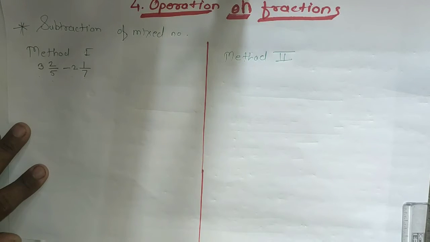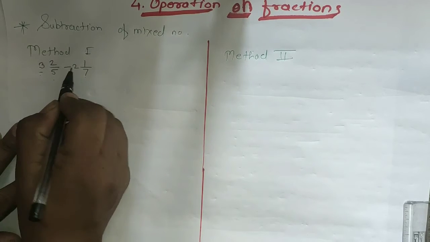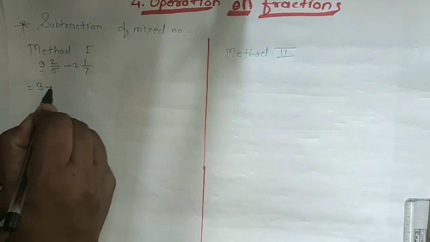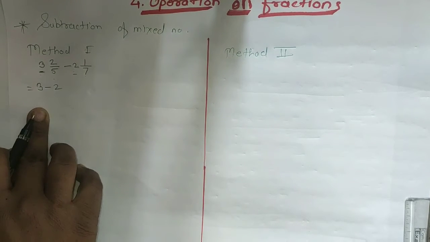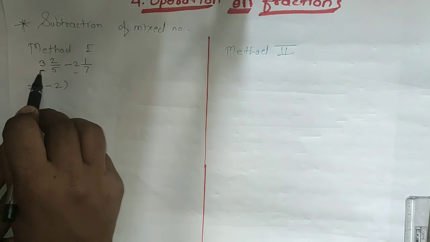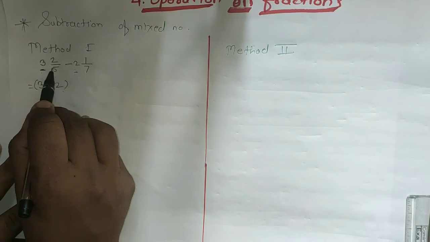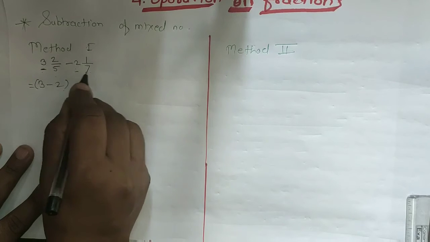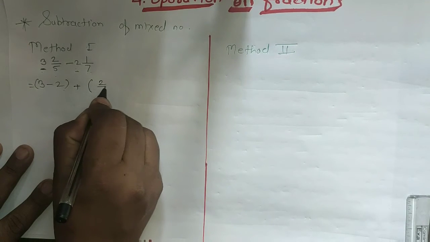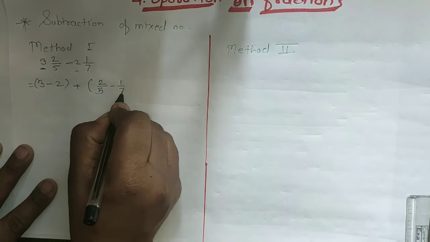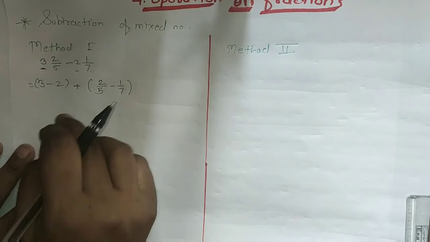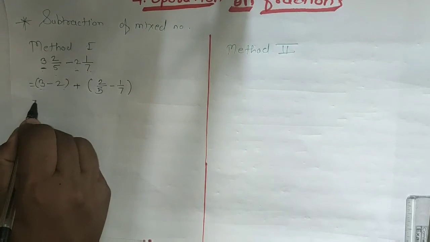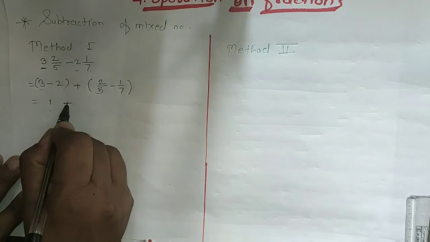First of all, these two numbers are there, 3 and minus 2. These integers you have to take and write in a bracket. Next step, write the plus, and the fractions you have to write in another bracket: 2 upon 5 minus 1 upon 7. First of all, these two integers: 3 minus 2 is equal to 1.